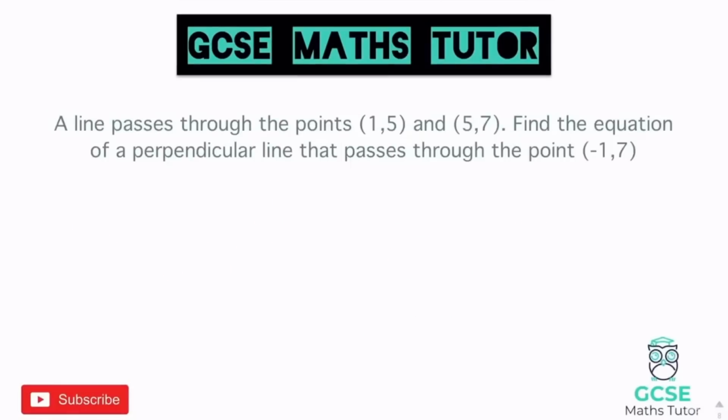So a line passes through the points 1, 5 and 5, 7. Find the equation of a perpendicular line that passes through the point negative 1, 7. Now this doesn't give us a line equation, which means we don't have a gradient, which means we're going to have to work one out.